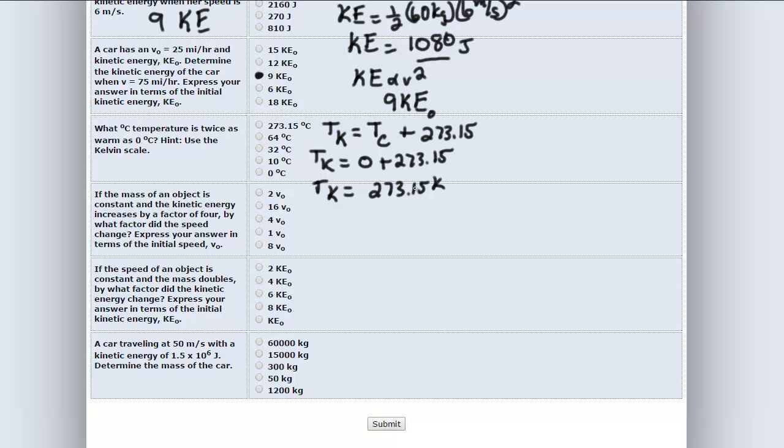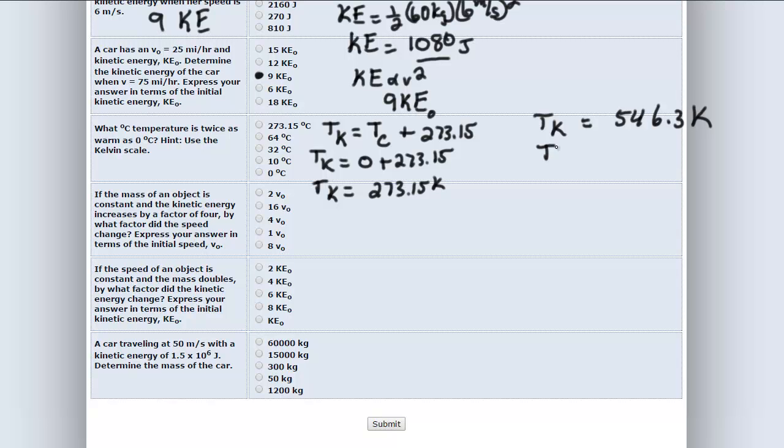So I'm going to have to take this 273.15 and multiply it by 2. And that's going to give me a Kelvin temperature that's equal to 546.3 Kelvin. So what that means is at 546.3 Kelvin, the particles are twice as warm as they are at 273.15 Kelvin. So now let's answer the question and convert it back to degrees Celsius.